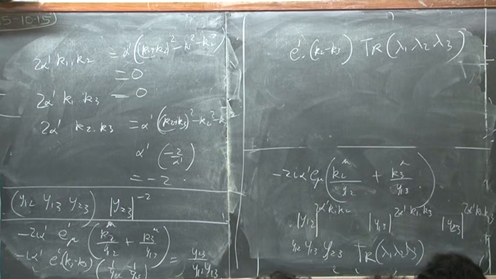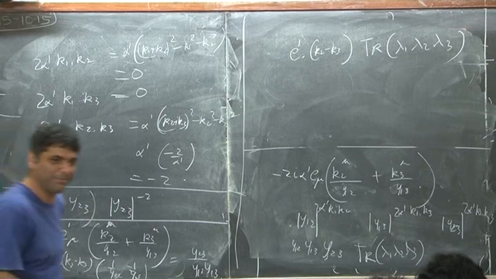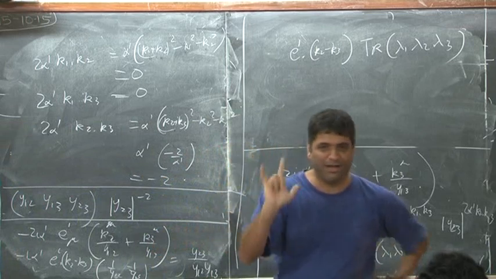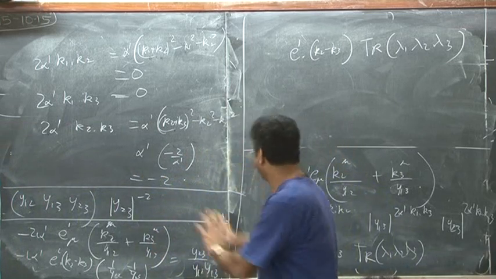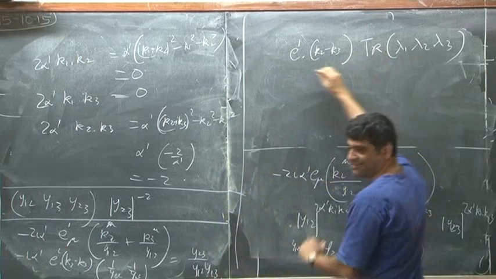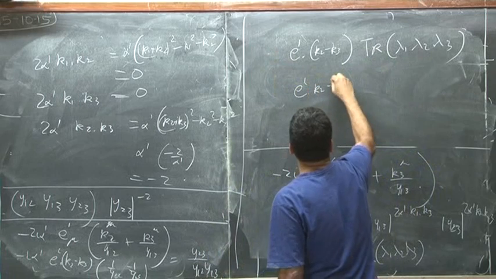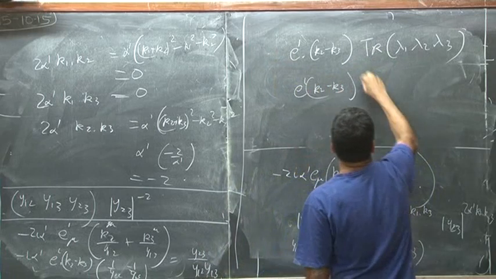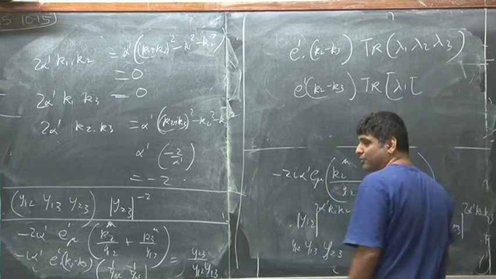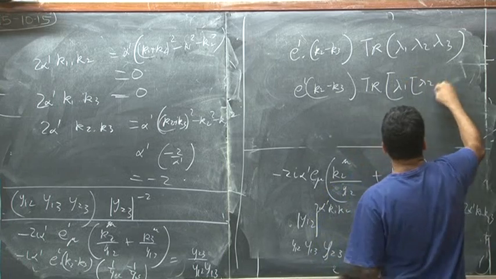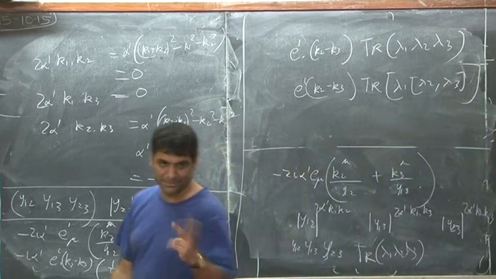Yeah, this might be the sign. I'll confirm this after I've carefully thought about it, but that sounds right. Okay, so the net result, when you think about this carefully, you get E1 dot (K2 minus K3) times trace of lambda 1 into the commutator of lambda 2 and lambda 3, because of the minus sign.